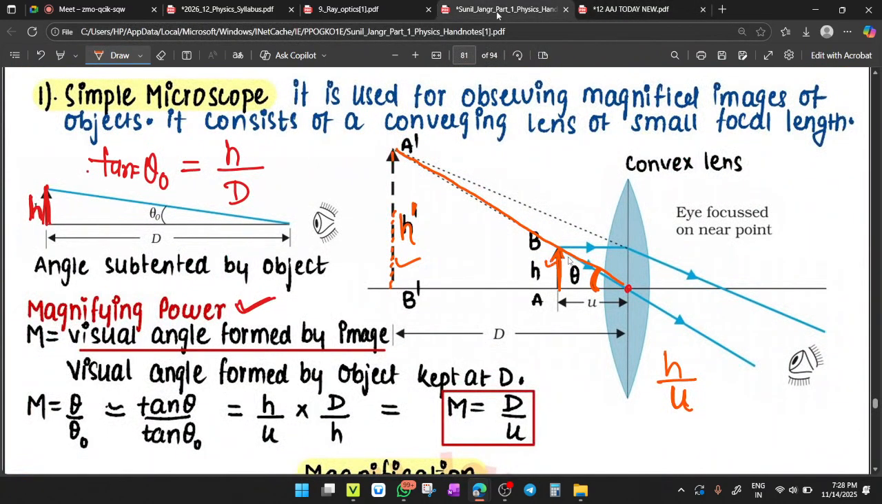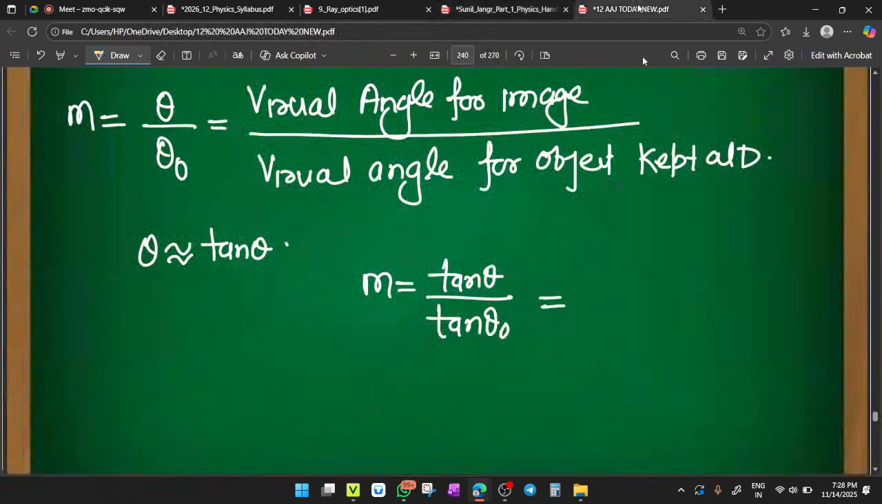Yes, same angle because both the triangles are similar. So both the angles will be same. Now place the values here. Tan theta upon tan theta is equal to h upon u. Here tan theta is equal to h upon u. So this will be equal to h upon u.